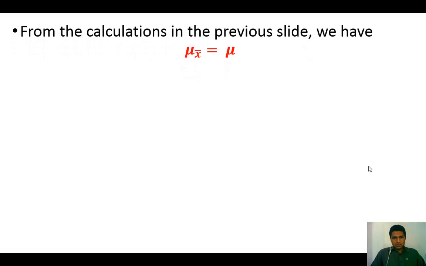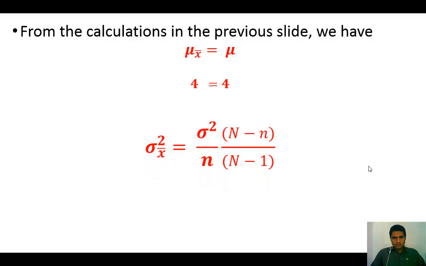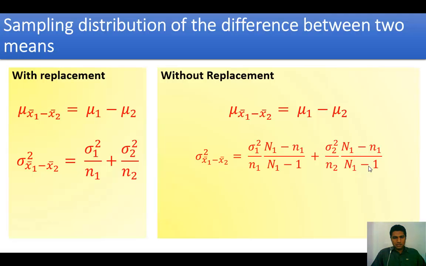From the previous slide, we can verify that mu of x bar again is equal to mu, that is 4 equals 4, and sigma square of x bar is equal to the population variance divided by the sample size and multiplied by the factor capital N minus n over capital N minus 1. And the results are on your screen now. So these are the properties of the sampling distribution of x bar with and without replacement.